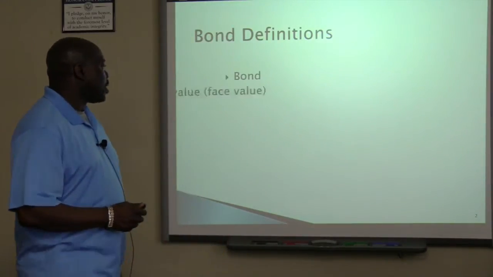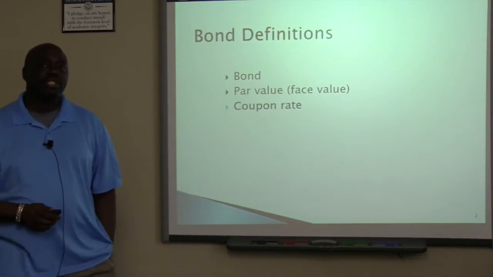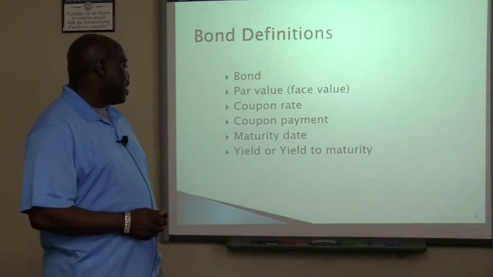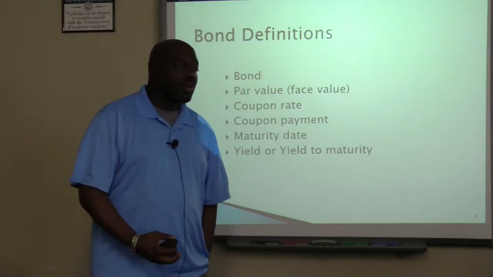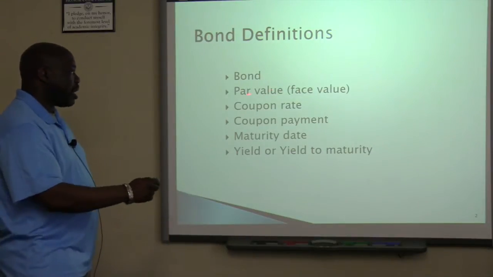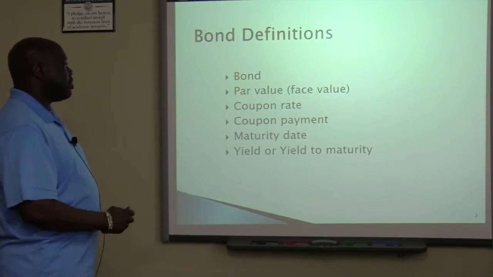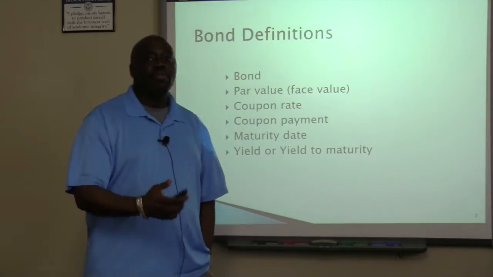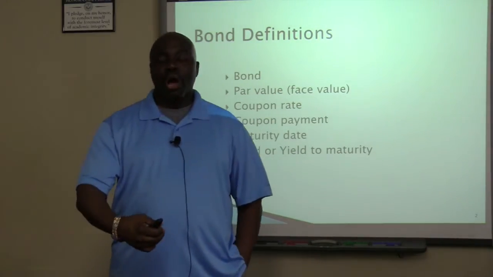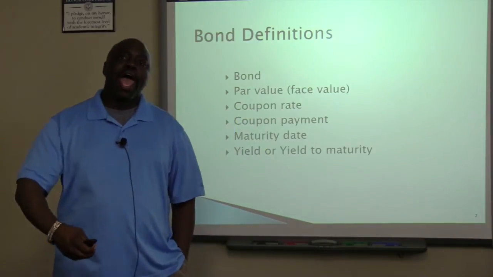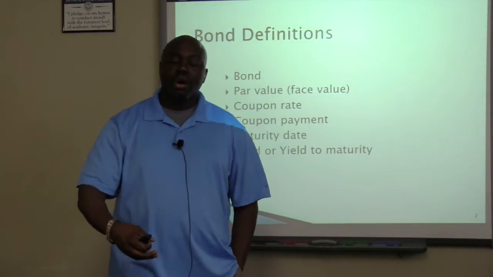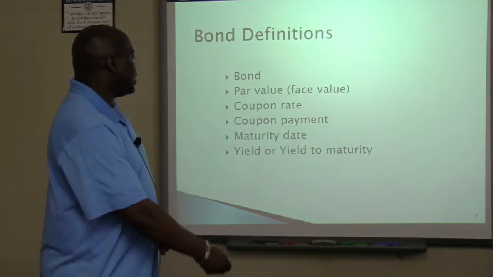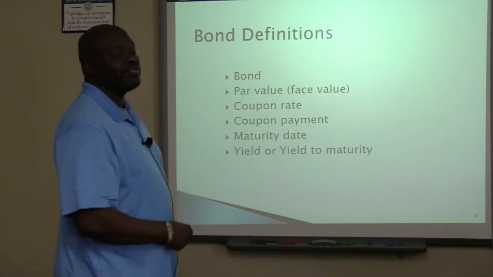Bonds. A bond is actually a debt for a company. And there are different definitions used with a bond. The first is the par value, or the face value of the bond. This is how much the bond is going to be worth at the end of the bond, so when it matures and all the time has elapsed.